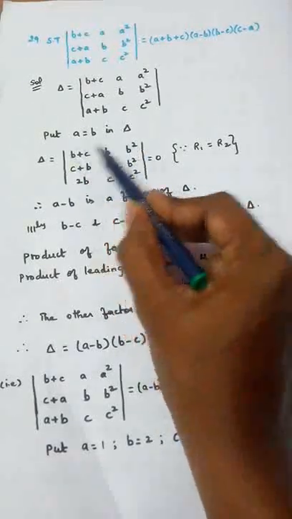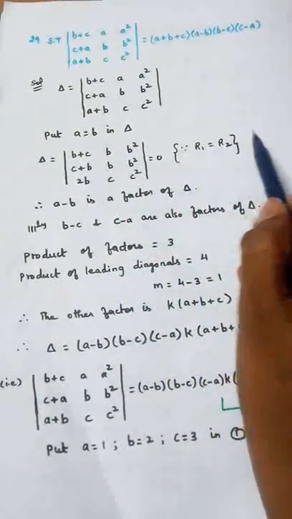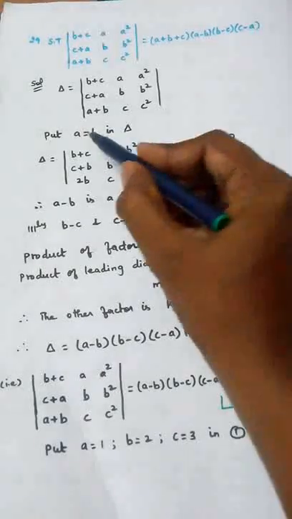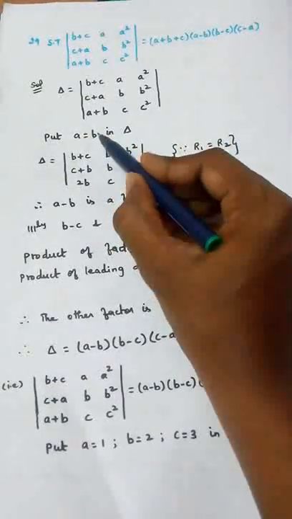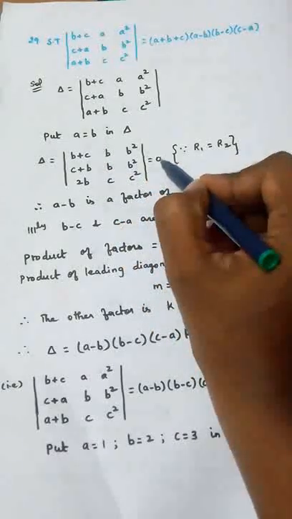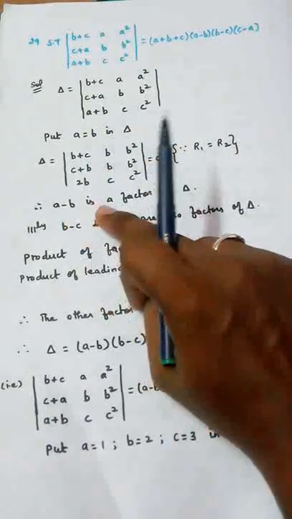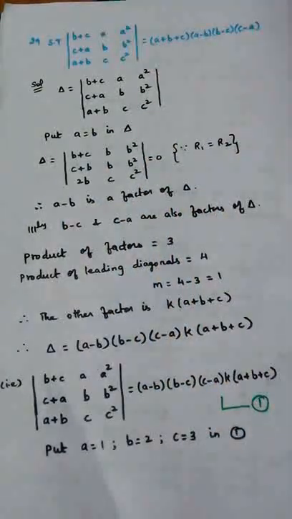Therefore, the value of this determinant is 0. What is the reason? Row 1 and row 2 are equal. So what should I say? I have substituted a as b in this delta, and the value becomes 0. So a minus b is a factor. So a minus b is a factor of delta.